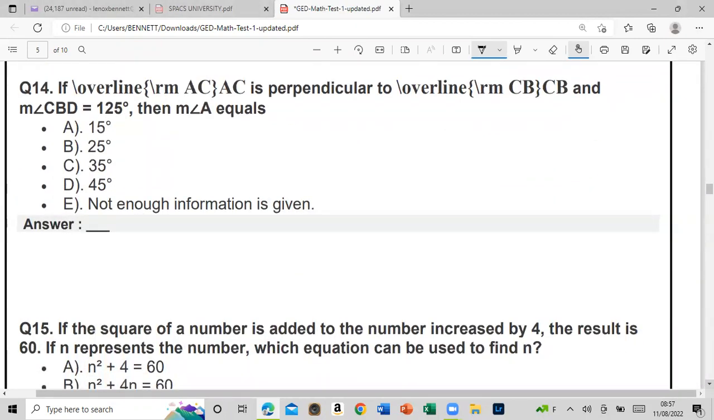Number 14. If overline, I don't understand what the overline business is. I need to do some research on that. What do they mean by overline? Overline AC is perpendicular to overline CD and 125. Then angle A equals. I don't understand. So I'm going to leave out this one.